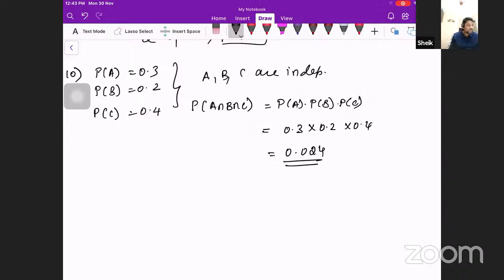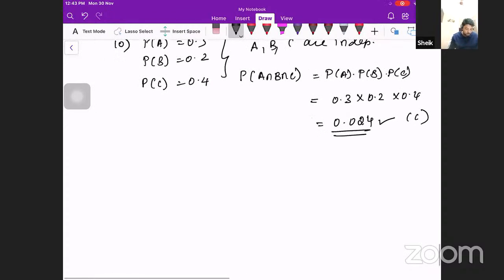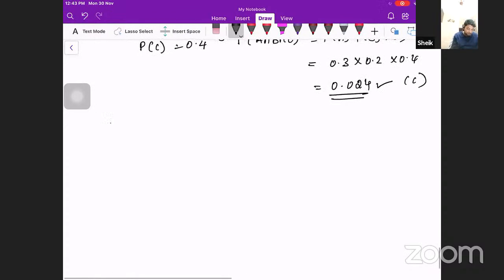0.024. You have to be very careful while marking the option because look at option B. Option B is given as 0.24, but our answer is 0.024. We should not make these kinds of mistakes. Generally, people do: 3 to 6, 6 to 4, 24, so 0.24, option B will mark. No, it is option C, my dear, 0.024.